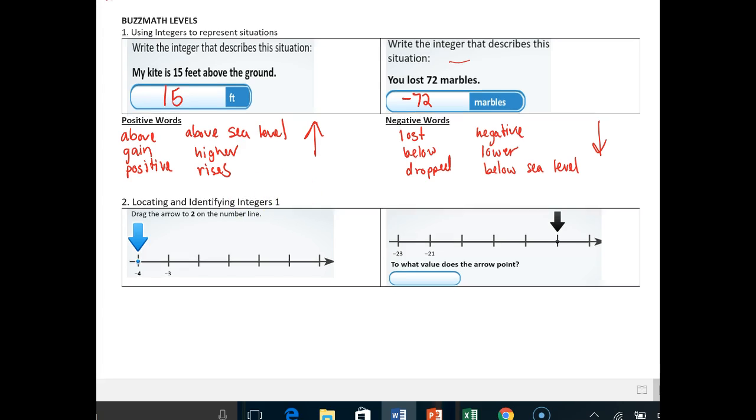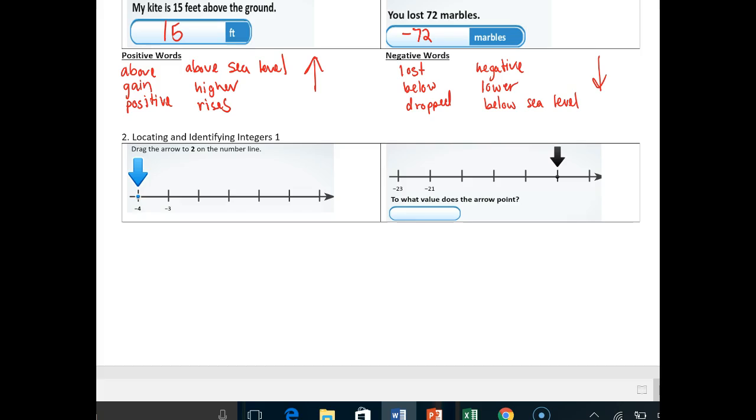And lastly, locate and identify integers. Number 1 is your last level. So they're going to start someplace like this that says drag the arrow to 2. So you have to envision this as being, you start at negative 4, so that means this is negative 3, negative 2, negative 1, 0, 1, 2. That means you need to drag this arrow all the way here. Be careful. Sometimes, like in a problem like this, it skips 2.